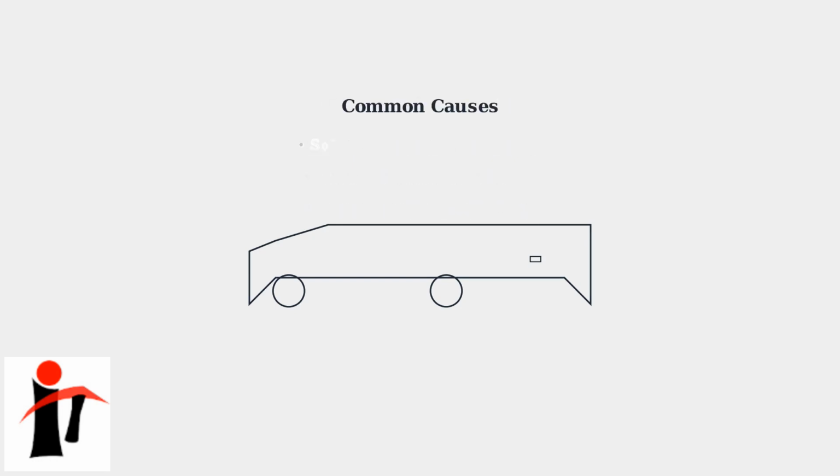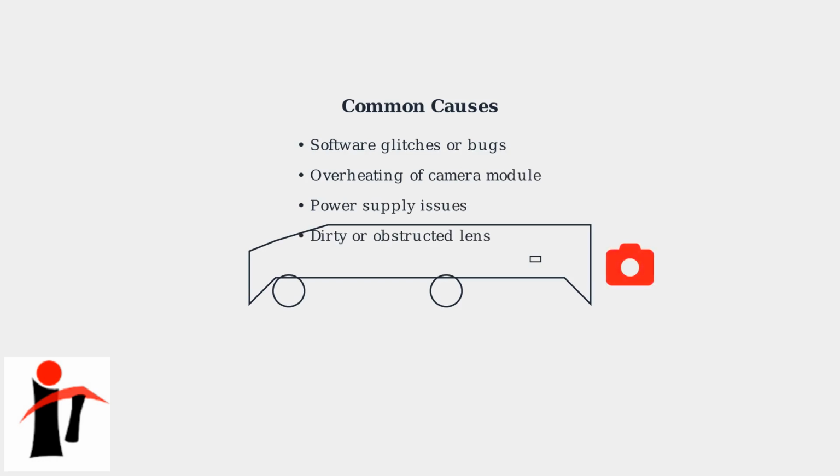These problems are usually caused by software glitches or bugs in the camera system, overheating of the camera module, especially in hot climates, power supply issues from loose connections, or simply a dirty lens blocking the view.